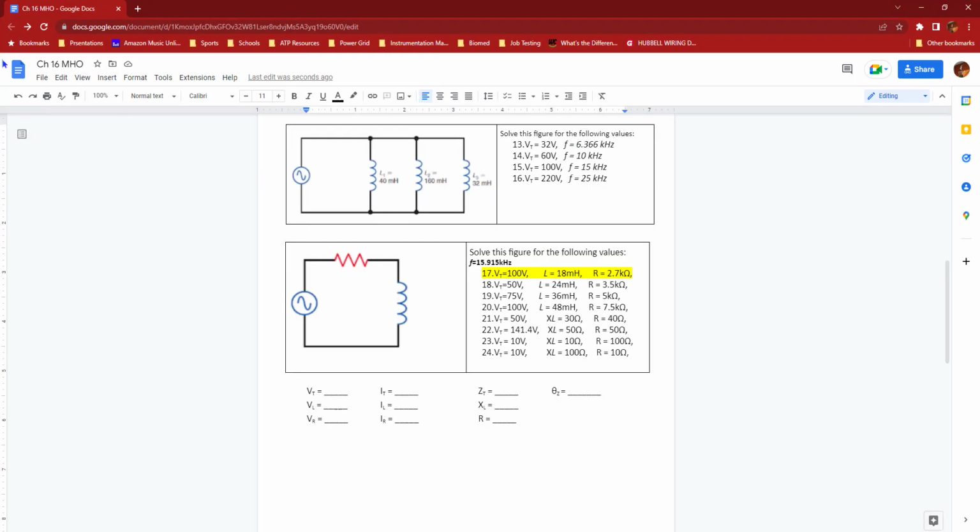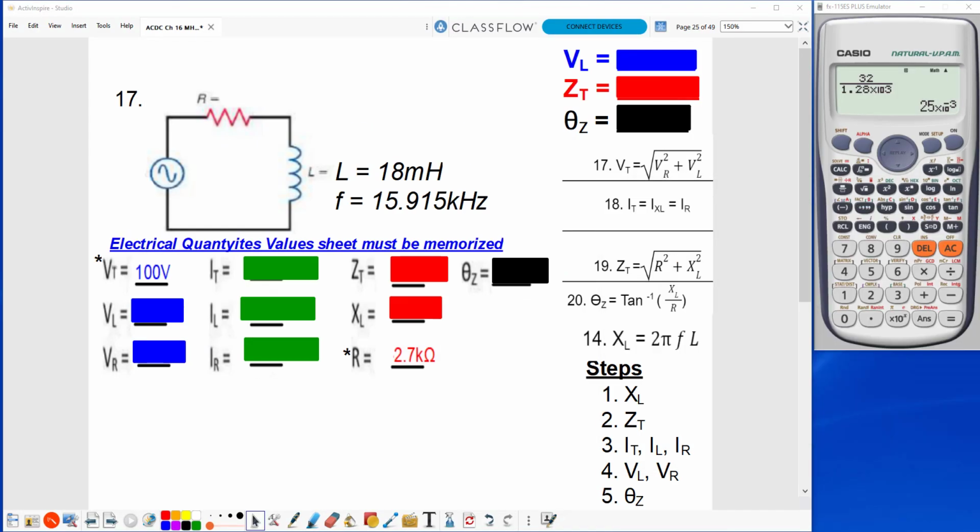We see on the Chapter 16 math handout, problem number 17, that we are given our total voltage, we are given our inductance of 18 millihenries, and we are given our resistance of 2.7 k ohms. I have for you here the steps, the order in which I solve each one of these values. So the first thing I'm going to do is solve XL.